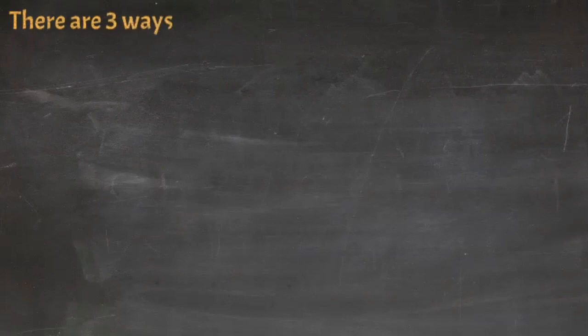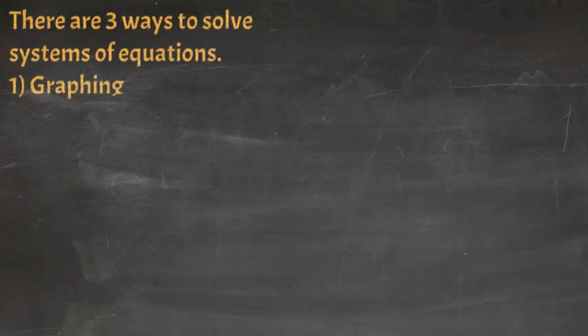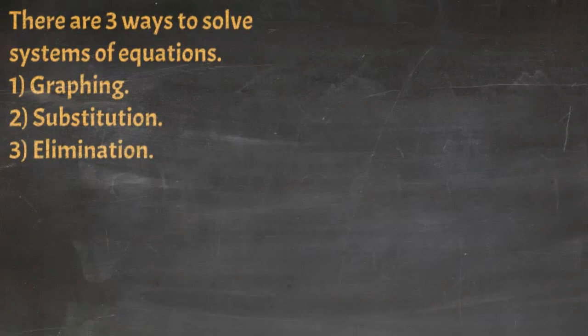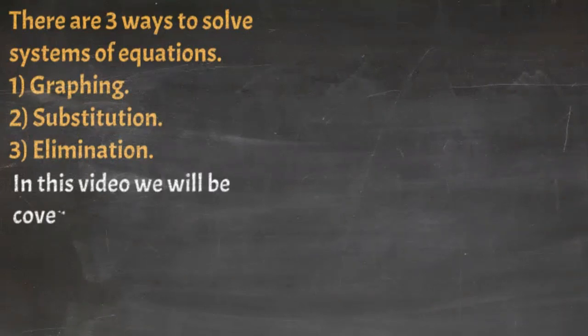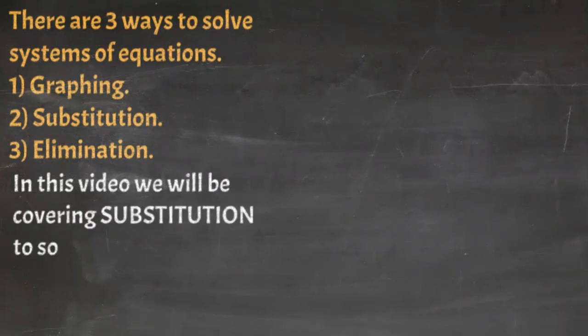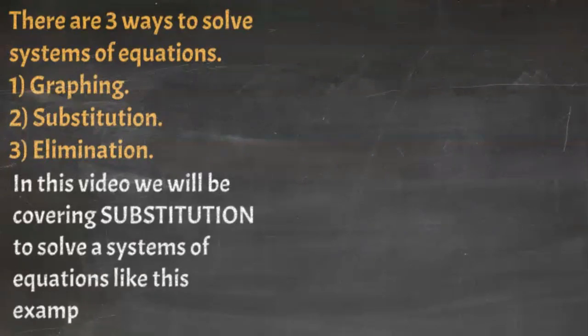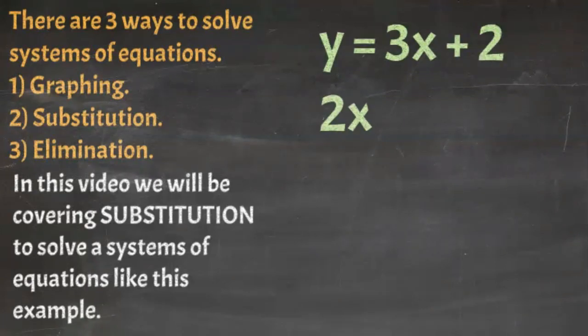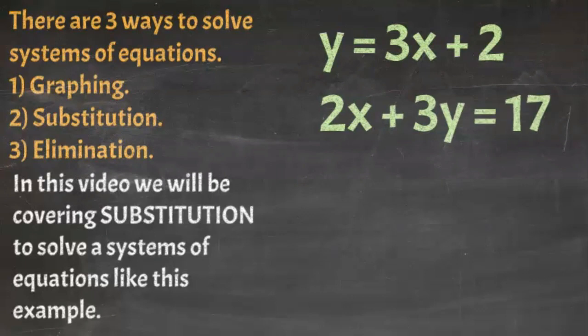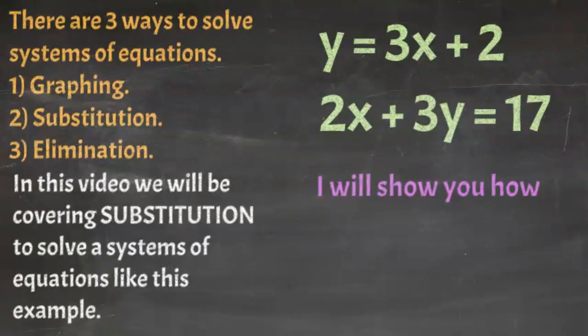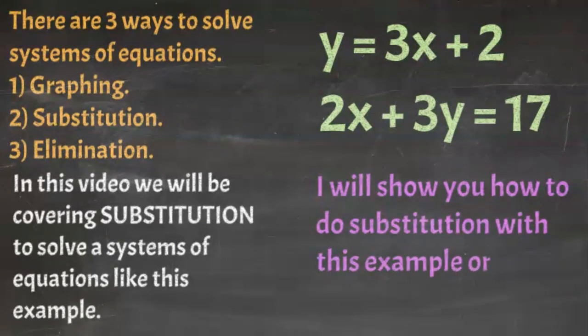There are three ways to solve a system of equations. 1. Graphing. 2. Substitution. 3. Elimination. In this video, we will be covering substitution to solve a system of equations like this example. Y equals 3x plus 2 and 2x plus 3y equals 17. I will show you how to do this substitution with this example on the next slide.